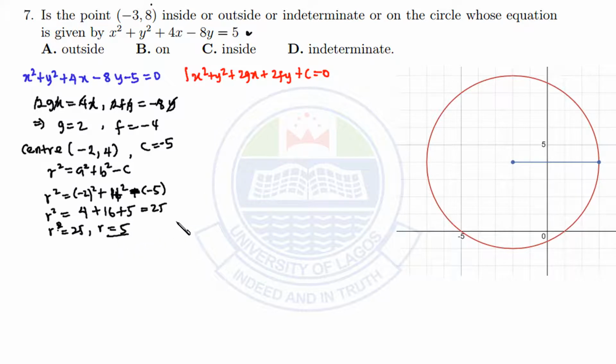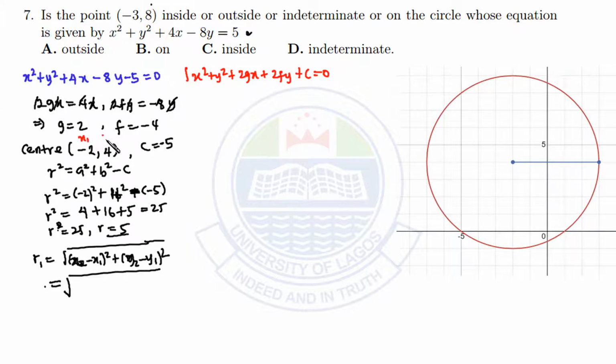Now, having known that, I need to calculate the distance between the center and this point. So let's call that r1. The distance between the center and this arbitrary point minus 3,8. And the distance formula, we all know, is given as the square root of x2 minus x1 all square plus y2 minus y1 all square. If I substitute all the parameters there, let's say this is my x1 y1, and this is my x2 y2.